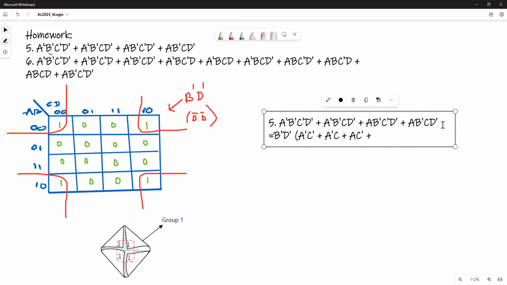Now I want you to realize, if you look carefully, B dash D dash is common for all the four terms. So when you take B dash D dash outside, then within that we will get A dash C dash, A dash C, A C dash, and then AC.